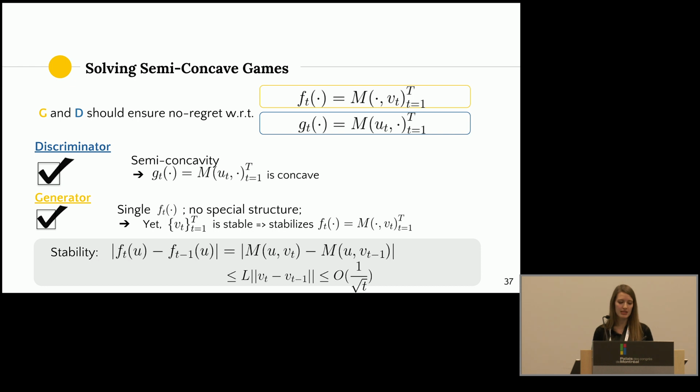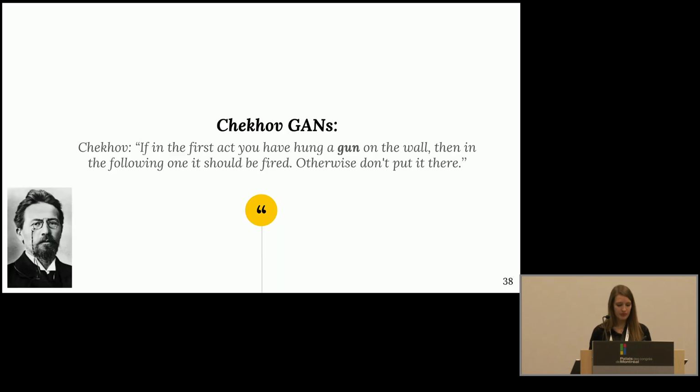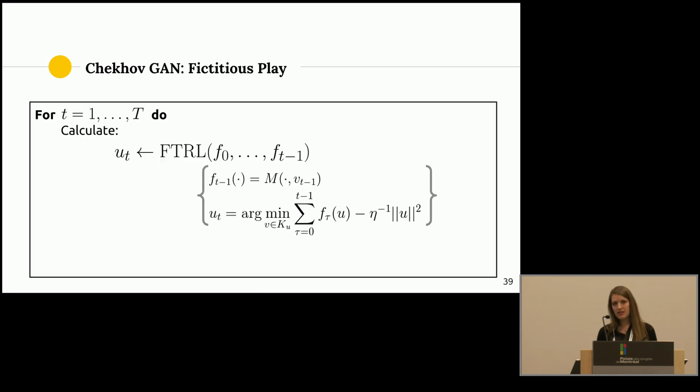What this means is that with a rate of 1 over square root of t, we converge to the mixed Nash equilibrium. So we name our algorithm Chekhov GAN, and this is based on the dramatic principle of Chekhov that says that every element that is introduced in a story should later be used in the story. In a similar way, every loss function that we introduce in GANs is later used for the optimization in our algorithm. So let's see how this works as an algorithm for GANs.